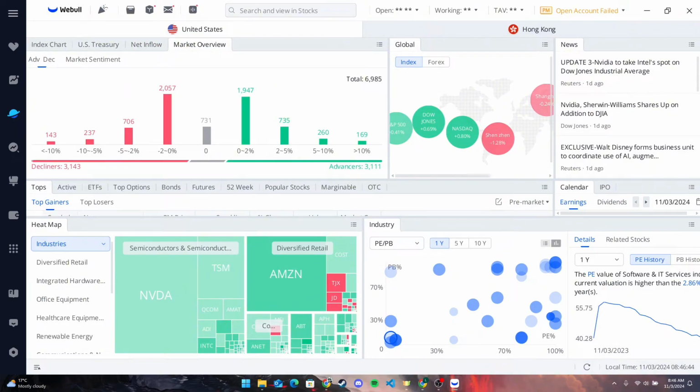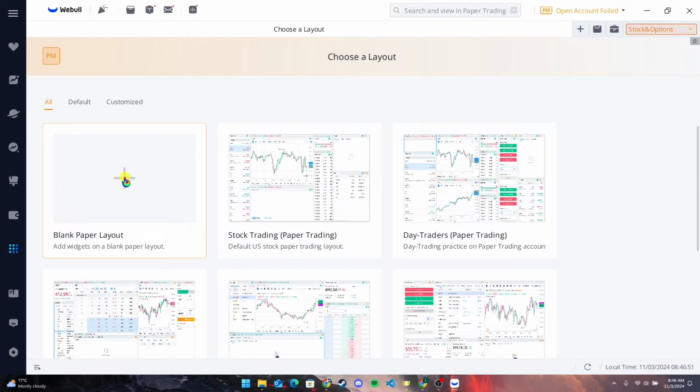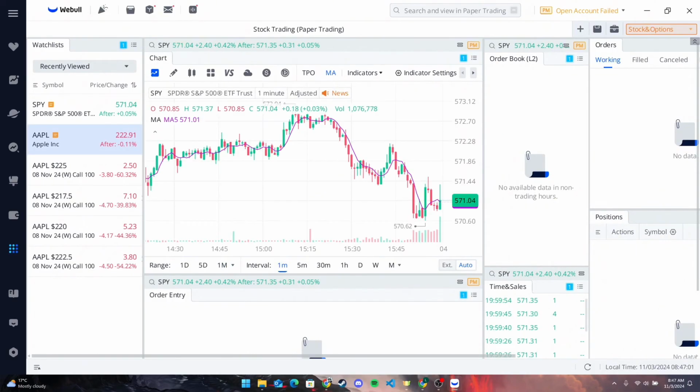You can also practice with paper trading. Go to the More tab here and click on Paper Trading. You can create a blank paper layout from here. For beginners, the paper trading feature is great for practicing trades with virtual money, letting you learn without risking real funds.